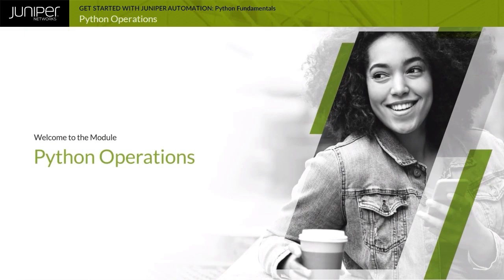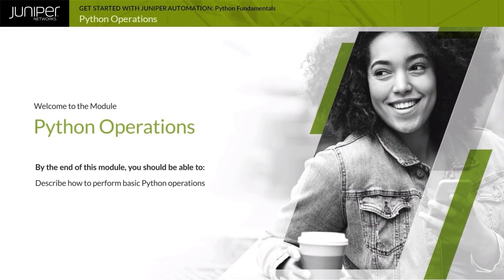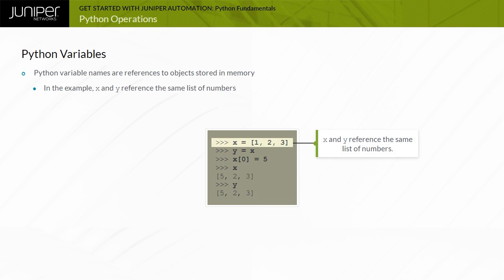Welcome to the Python Operations module. By the end of this module, you should be able to describe how to perform basic Python operations. Python variables are user-defined names that are references to objects that are stored in memory. In the example, a list containing the numbers 1, 2, 3 is created and assigned to variable x. The list object is stored in memory, and x can be used to reference it.